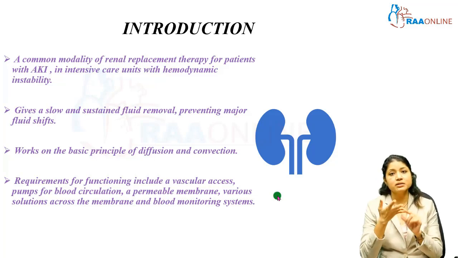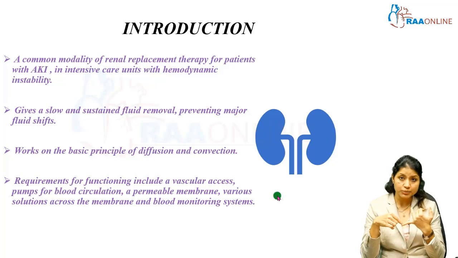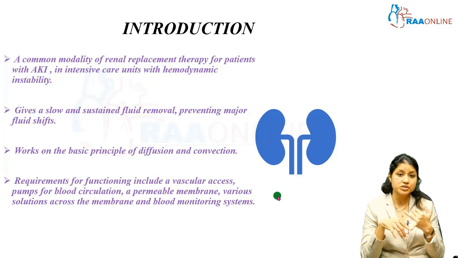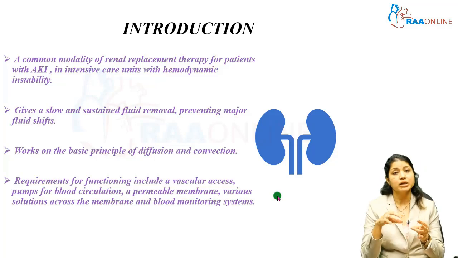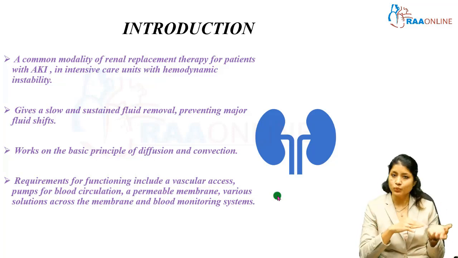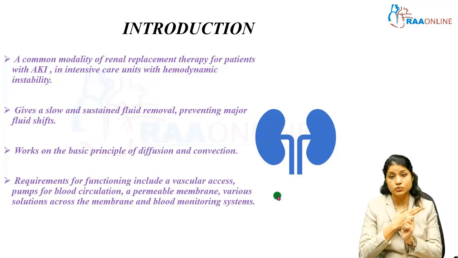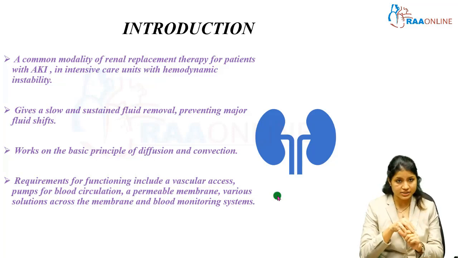But there is another technique called CRRT, that is continuous renal replacement therapy, which runs over a period of 24 to 48 hours, especially in hemodynamically unstable patients or patients who are prone to hemodynamic instability when there is a movement of fluid from one compartment to another compartment. So how CRRT acts and how you calculate the dose of CRRT is very important, because the usage of CRRT predominantly lies in your ICU.